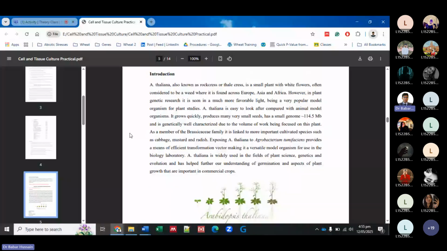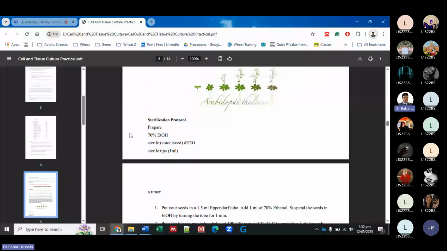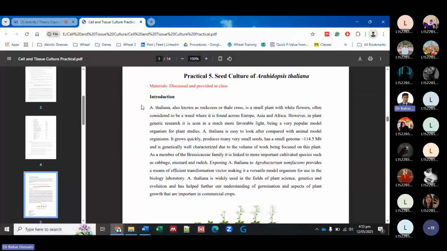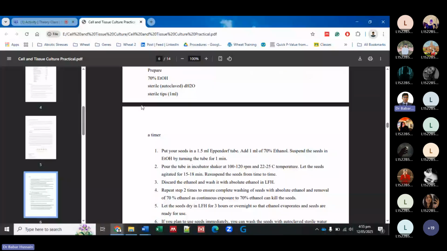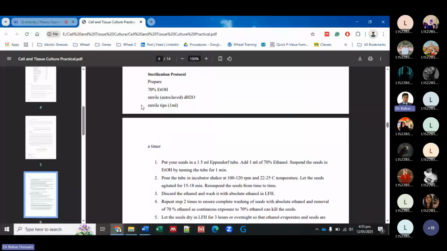So number one, because we are talking about seed culture, many labs are using this method to culture the seeds. So how can we culture the seeds? Number one, we will use MS media, and we have already studied this protocol, that there are a lot of nutrients, everything is there. So the first thing is we have to utilize the seeds.